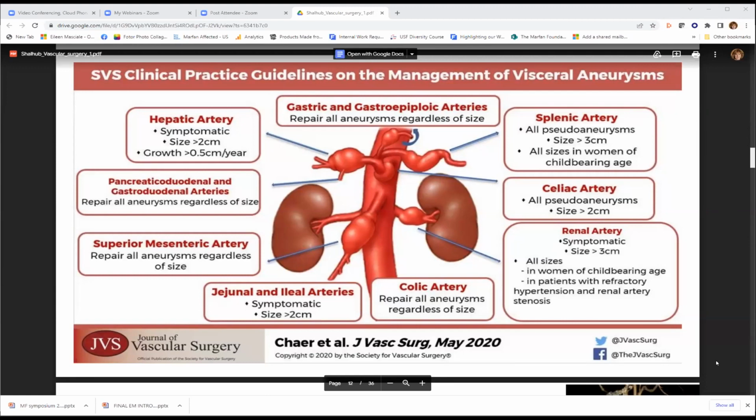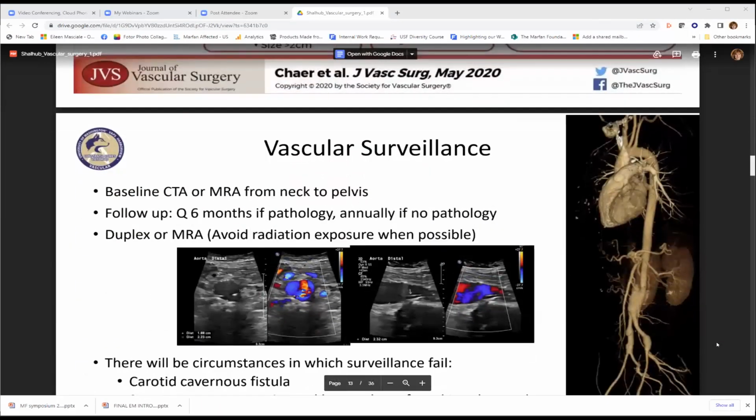These again are based on population studies, so not specifically for people with named diagnoses, but it makes our discussion a lot easier. So for example, when you look at gastric and gastroepiploic arteries, it recommends repair regardless of size. And so again, we have this discussion if somebody has these, and we anchor our discussions in these size criteria and make a decision that is individualized with the person who has these aneurysms.